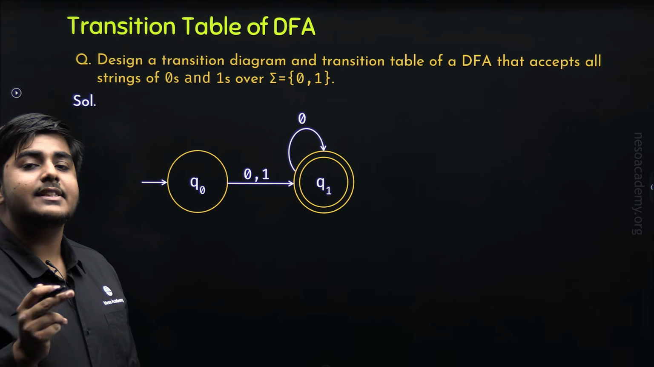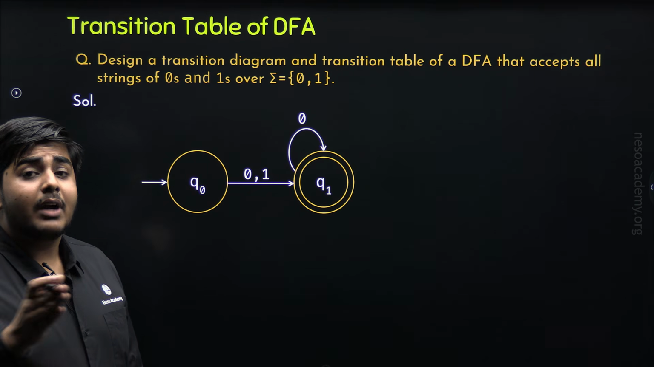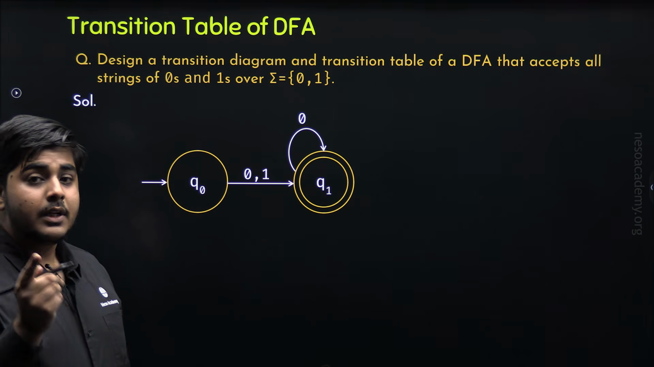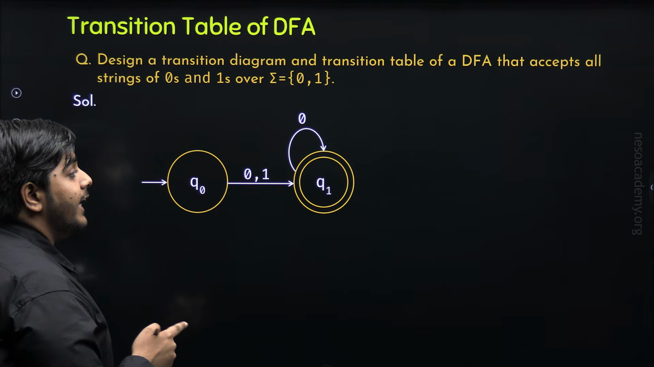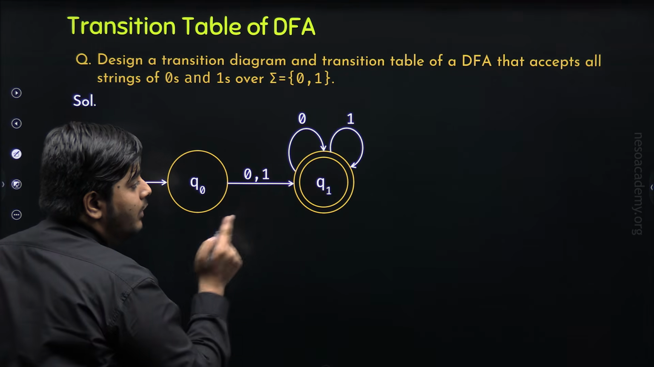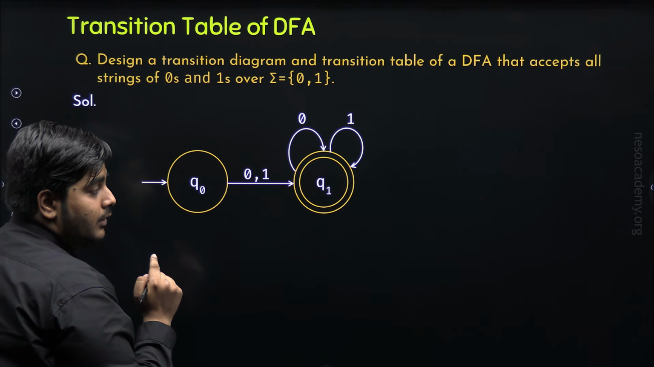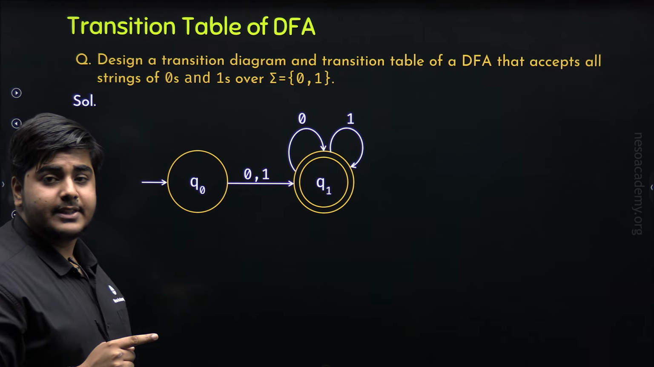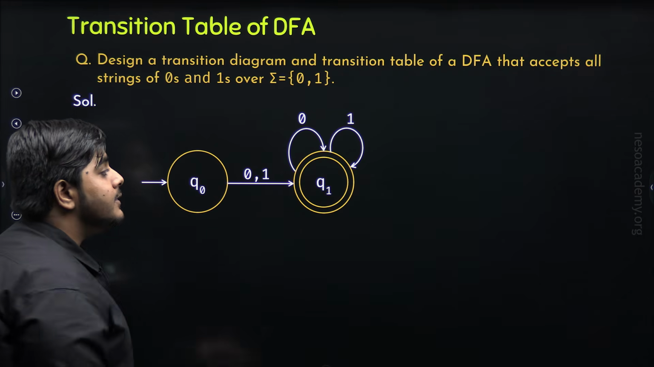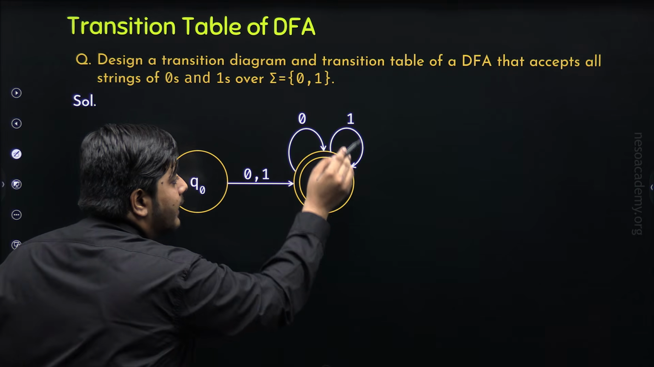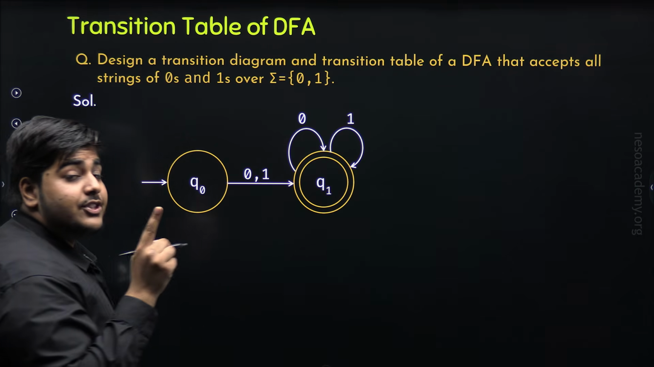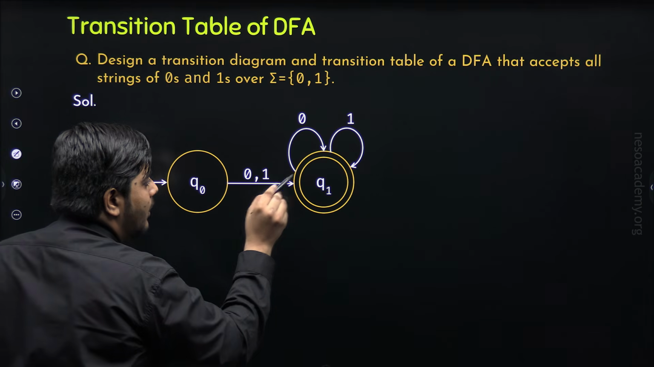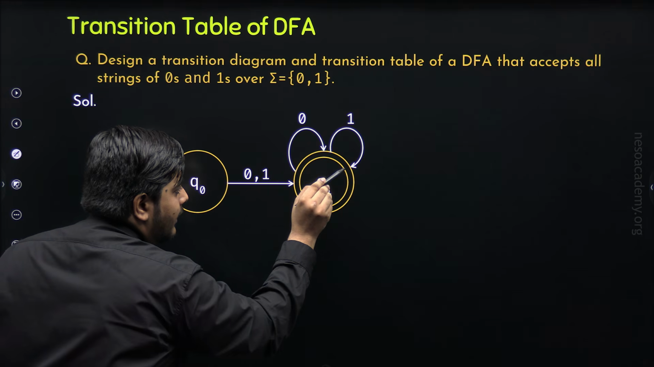Similarly, if I take an example of a string containing multiple ones, for example, 1, 1, 1. For that also we need to create a self loop of 1 over the state Q1, because only the first one will be accepted by this transition. The other two ones will be accepted by this self loop. So the string 1, 1, 1 will be processed like this.